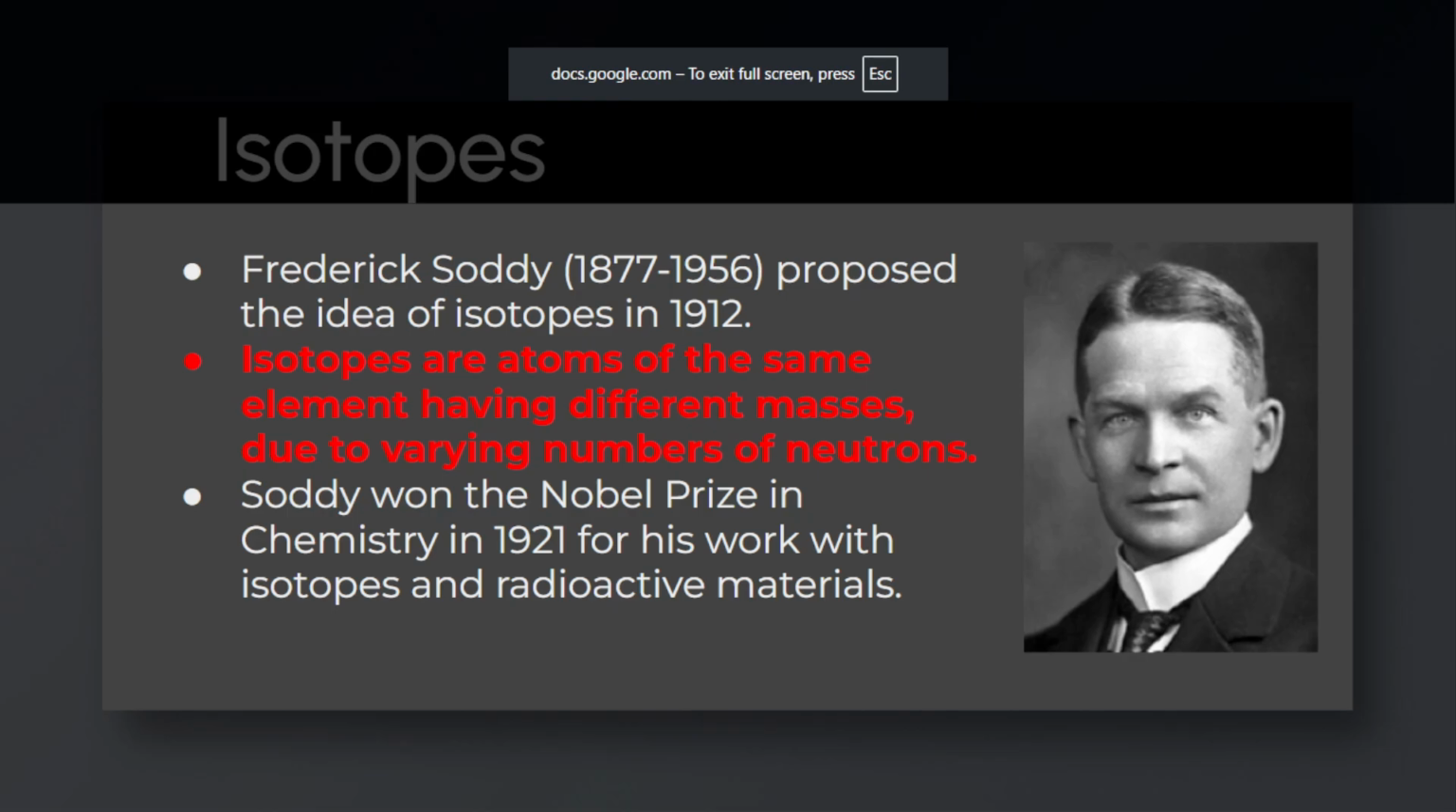The idea of isotope was proposed by Frederick Soddy. He said isotopes are atoms of the same element but different masses. So again, if they are the same element, they have to have the same amount of protons. And if their masses are different, that means their neutrons must be different. That's essentially what an isotope is.